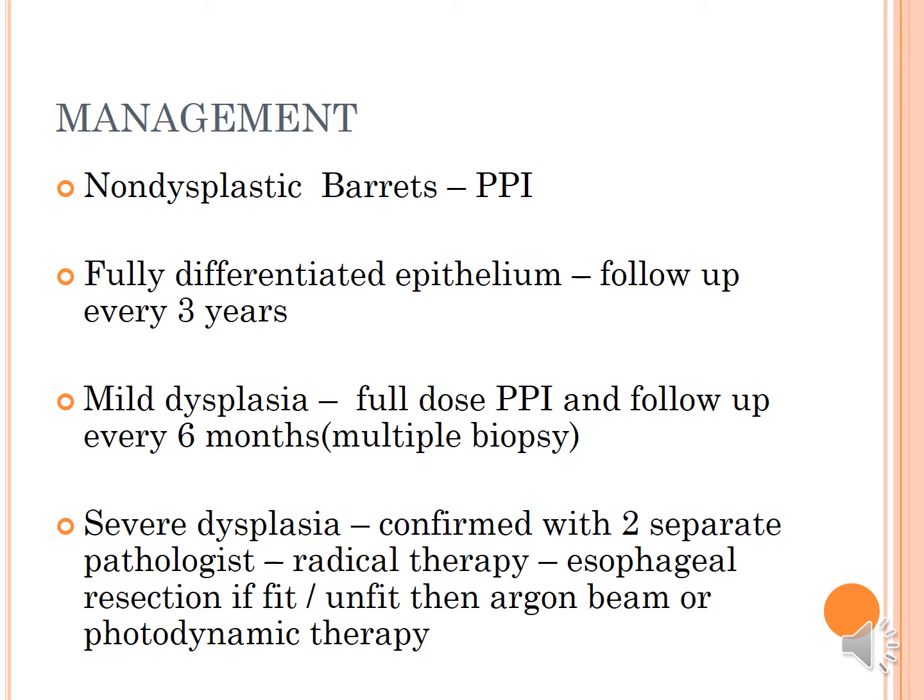How do you manage this condition? We can start with a proton pump inhibitor. Okay, and based on the fully differentiated epithelium, follow-up has to be done every 3 years. In case of mild dysplasia, we can give full dose proton pump inhibitor and follow up every 6 months. And in case of severe dysplasia, confirmed by 2 separate pathologists, radical therapy, esophageal resection, if fit, or if unfit, then go for argon beam or photodynamic therapy.